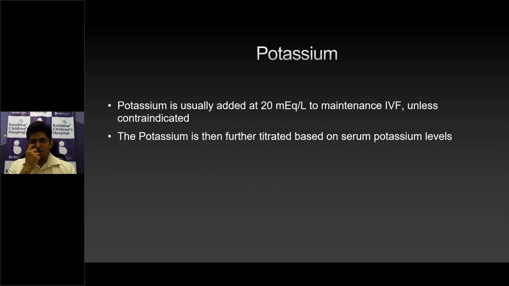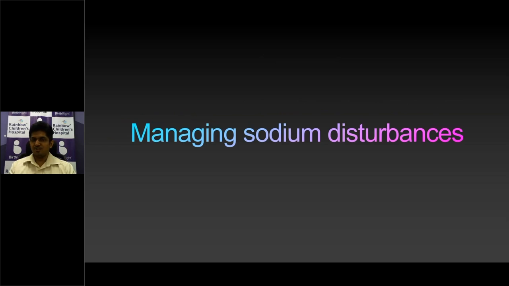So coming to the potassium for maintenance fluid, usually it is added at 20 milliequivalent per liter. But suppose the potassium level is too low, or at admission itself you have hypokalemia, or you expect the patient to go into hypokalemia, you can add potassium up to 40 milliequivalent per liter to start with, and then it is titrated based on the serum potassium.